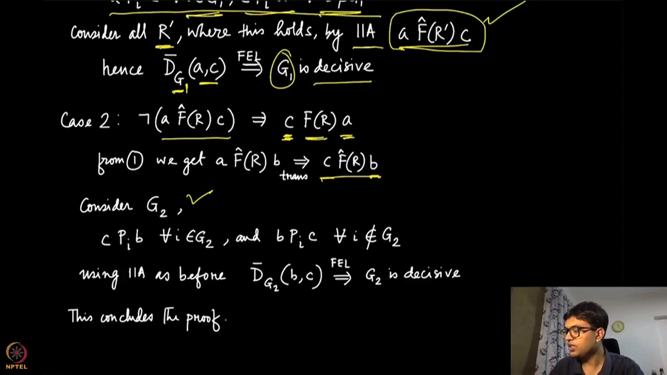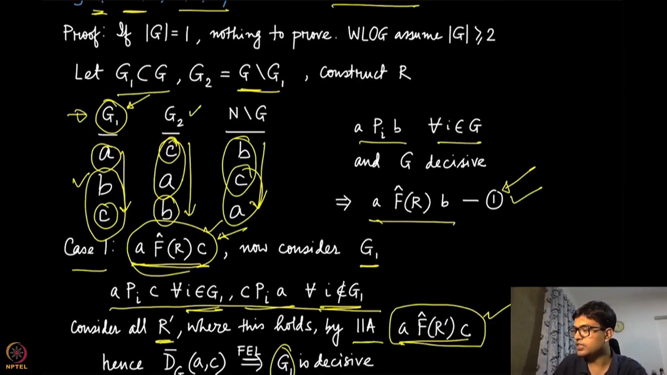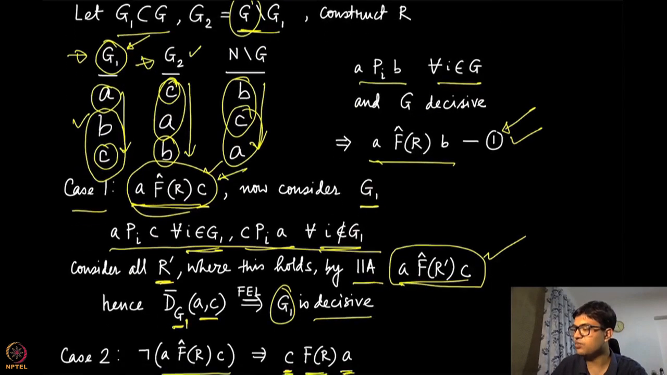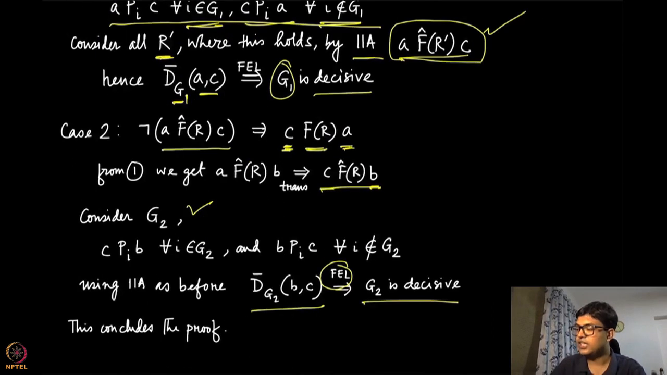So now we construct all R primes on which this is true, very similar to case one. For all those cases, using IIA, we can say that G2 is almost decisive between these two alternatives B and C. Then we again apply the field expansion lemma to conclude that G2 is going to be decisive. So what we have shown is that you can always come up with some strict subsets G1 or G2 of this original set G, which was a decisive set, and construct preference profiles in such a way that you have either G1 to be decisive or G2 to be decisive. And that concludes the proof.